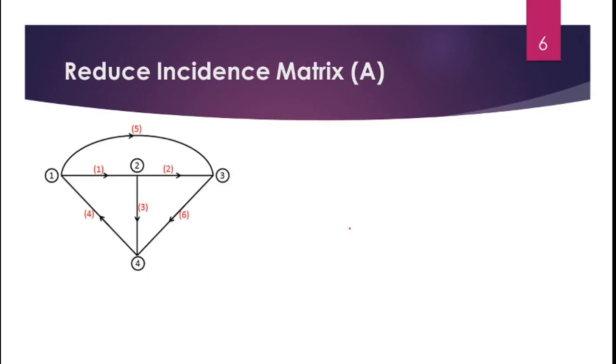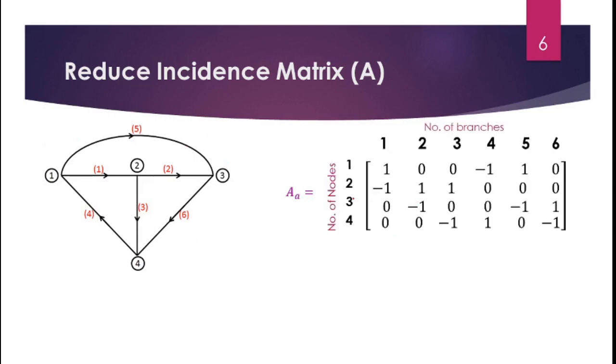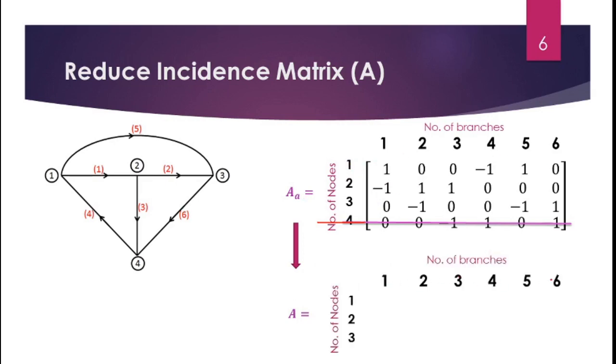Look here. This is a complete graph. From that graph we already found the complete incidence matrix, and if we want to make it a reduced incidence matrix, I want to delete here the 4th row. The remaining matrix is known as the reduced incidence matrix, and it is generated by A. So what does the remaining matrix have? Number of rows are 1, 2, 3, number of columns are the same, the number of branches are 1, 2, 3, 4, 5, 6, and the number of nodes are 1, 2, 3 only.